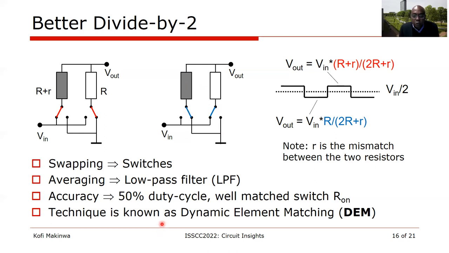So this technique is known as dynamic element matching, or DEM, and it's used in a lot of places, used in high precision ADCs, high precision DACs. It's used to make precise amplifiers, etc., etc.